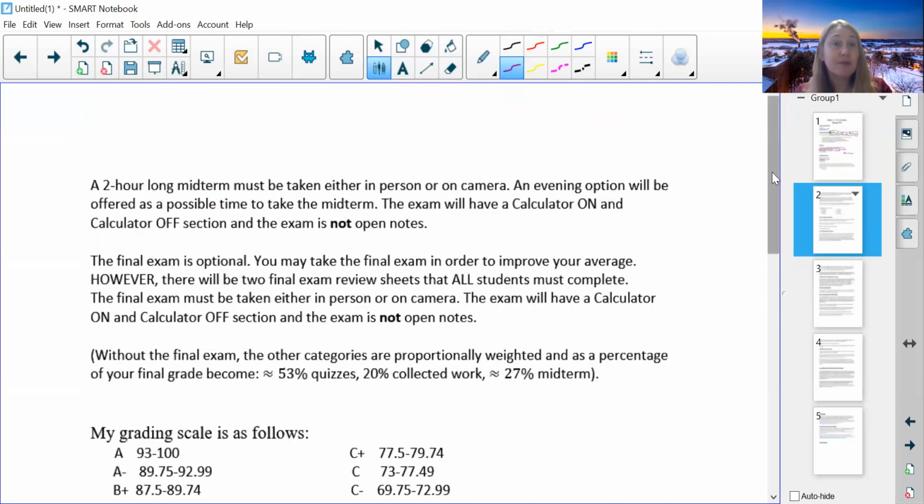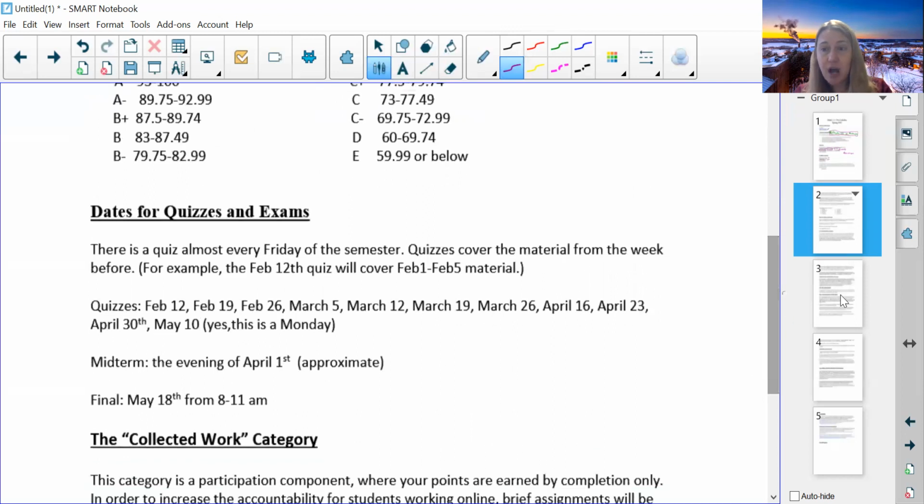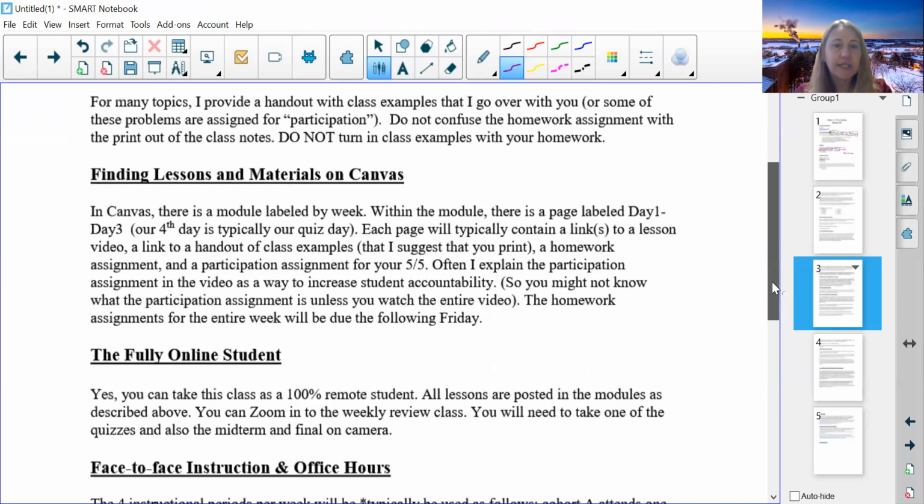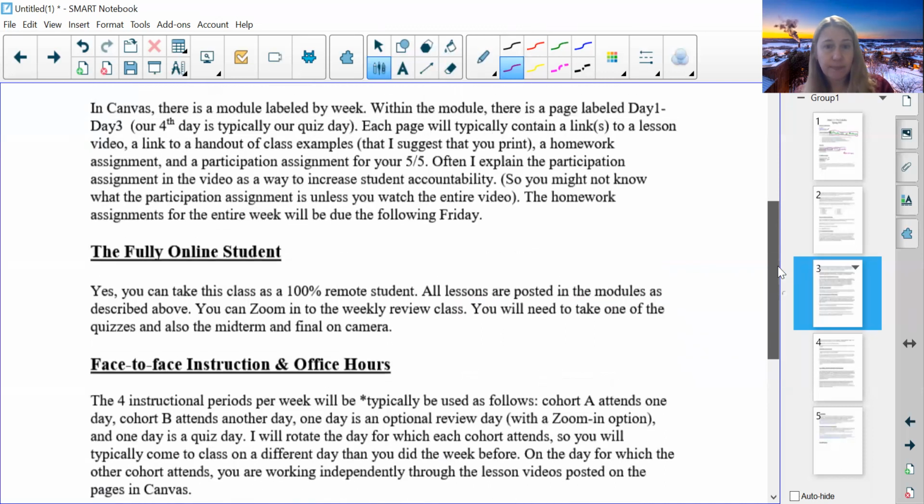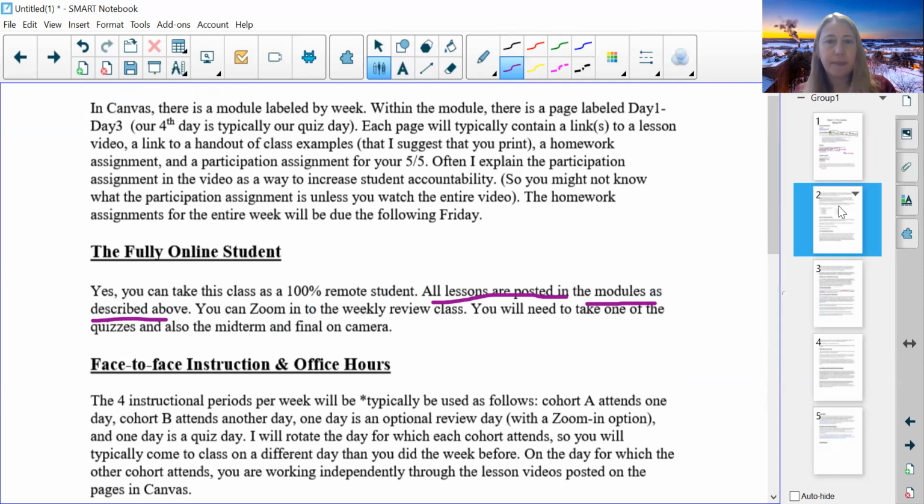So you can be a fully remote student in this class. I do talk about that, I think over in here, the fully remote student, okay? So there will be a couple places where I will ask you to take an exam on camera, right? If you're away from campus, all right? But you can take my class fully remotely. And in a separate video, I'll talk more about finding all of the material that you'll need posted in the modules. That will be in a separate video clip.